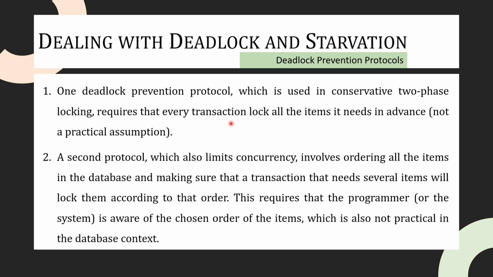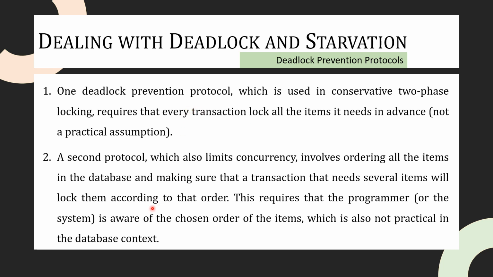The first method uses the two-phase locking method, which requires that every transaction lock all the items it needs in advance. This is not a practical assumption. The transaction needs to lock all the items it needs in advance. That is one of the methods.